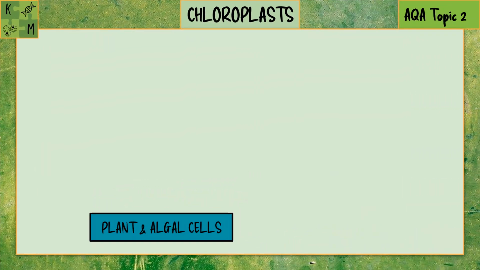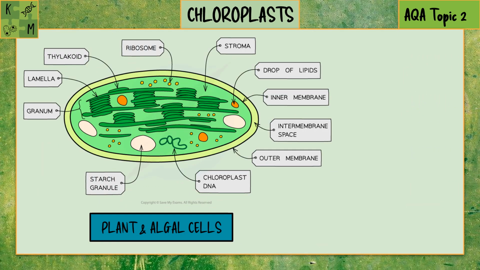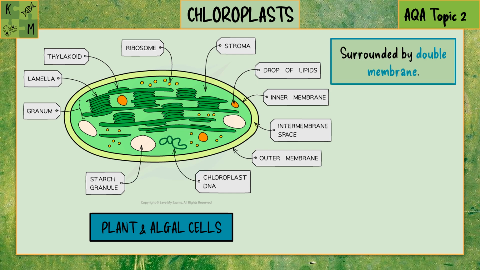Now we come on to chloroplasts, so you will know that they are only found within plant cells, but they are also found within some of the protists, such as algae. They also contain chloroplasts so that they can photosynthesize. So once again, we've got a double membrane.